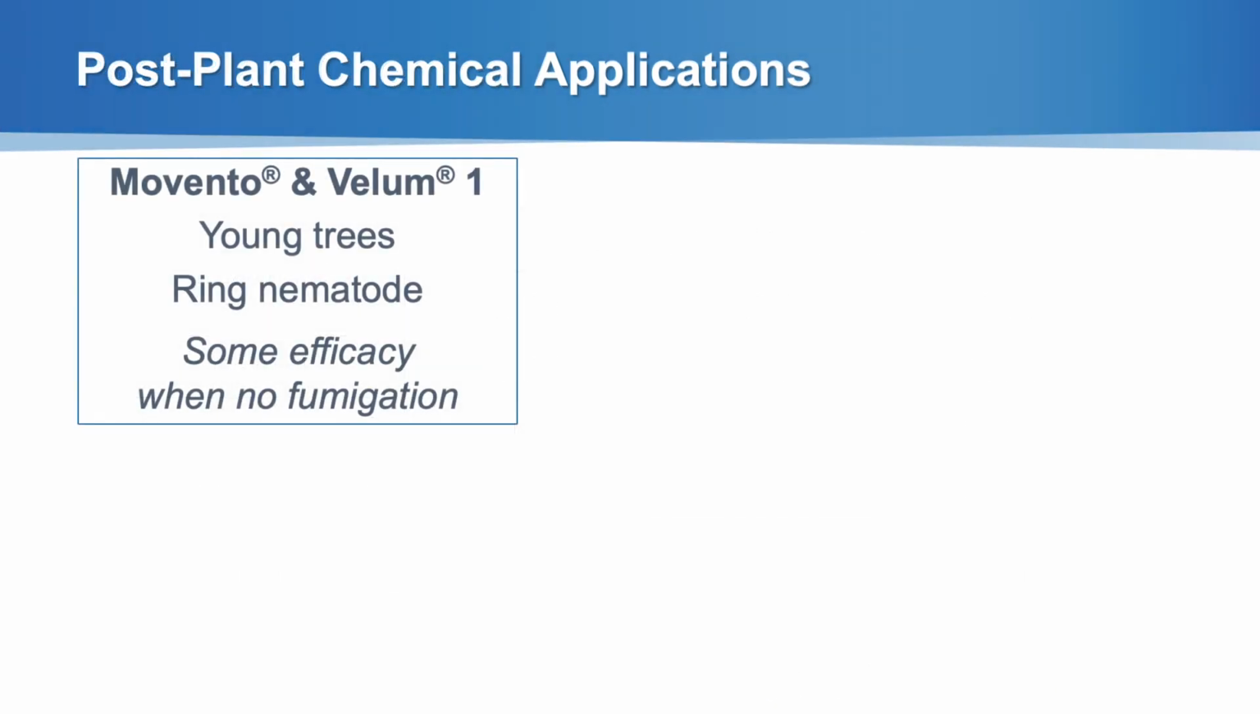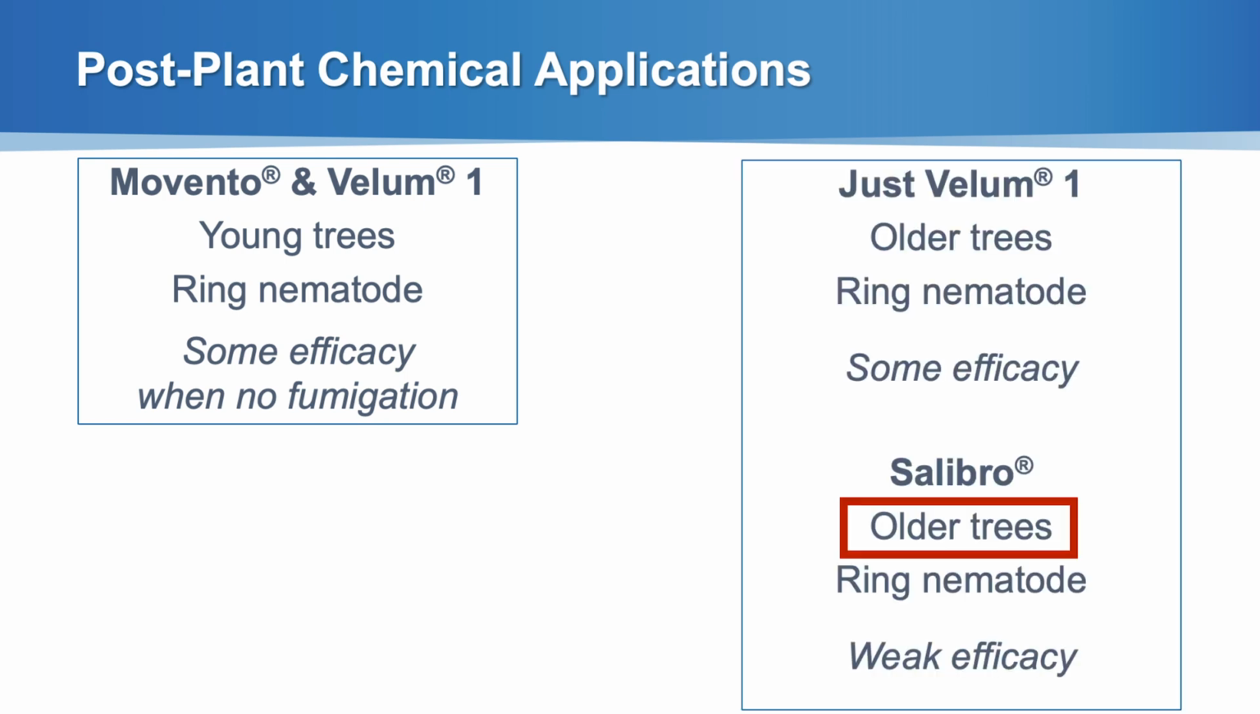So for the studies I'm aware of, and my word isn't law, Movento and Velum on younger trees seem to have some efficacy with no fumigation, but it wasn't necessarily a replacement for it. Just Velum on older trees also had some efficacy after 3 years, maybe a little bit. I don't know if it's worth it. And Cerebro had weak efficacy on ring nematode.